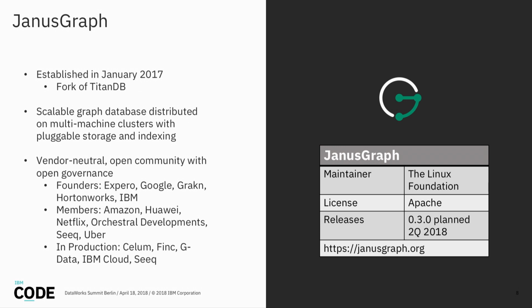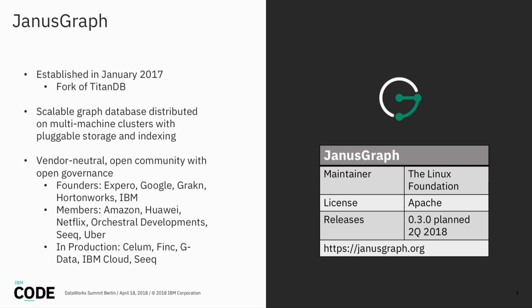JanusGraph is a fork of a project called TitanDB, which had gone dormant. So we got together with partners such as Hortonworks and Google to establish the JanusGraph project at the Linux Foundation last year. What JanusGraph provides to you is a vendor-neutral open source community with plenty of partners who are trying to build a scalable graph database. And we'll talk a little bit more about how that comes into play. Some of the key features here is the ability to scale horizontally.